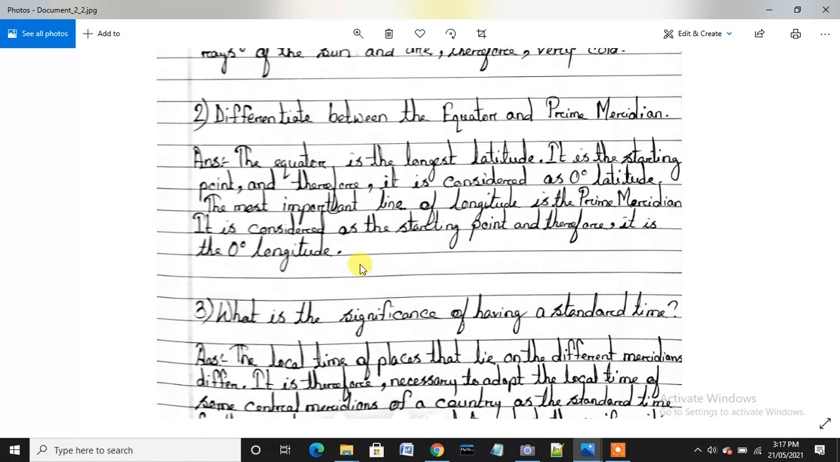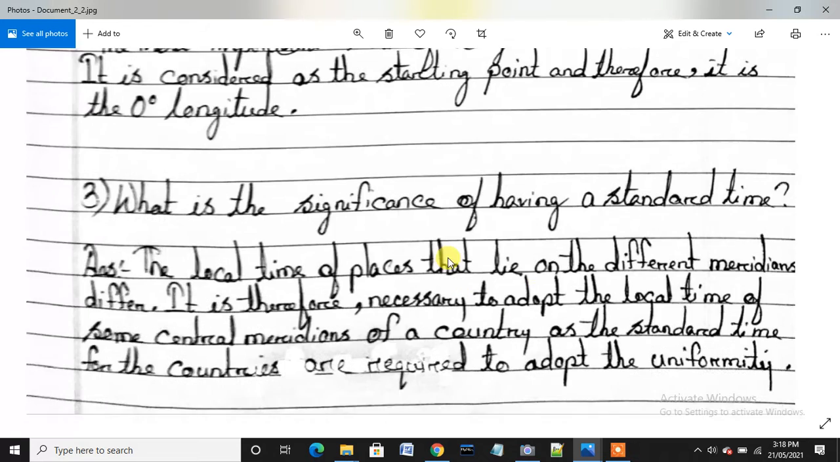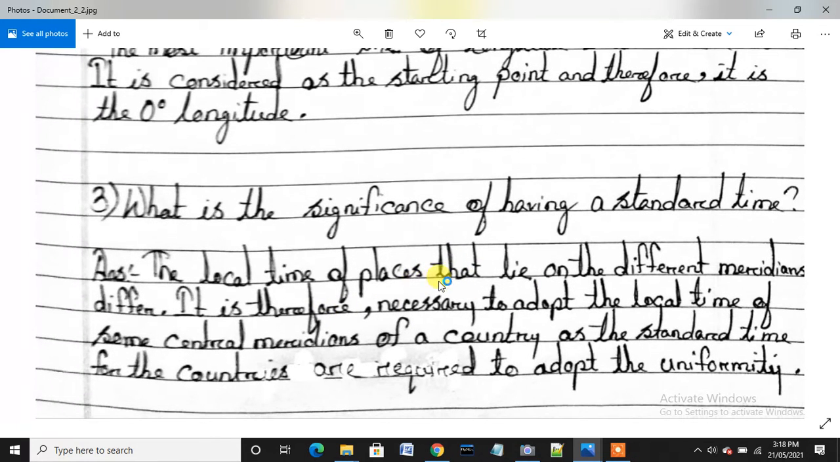Okay. Next we will see what is the significance of having standard time. The local time of places that lie on different meridians differs. It is therefore necessary to adopt the local time of some central meridian of a country as the standard time. For the countries are required to adopt uniformity. Okay, because you see this answer you may get confused. What is the significance? What is the result of having the standard time?